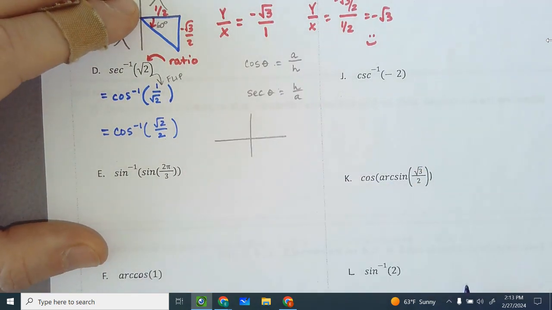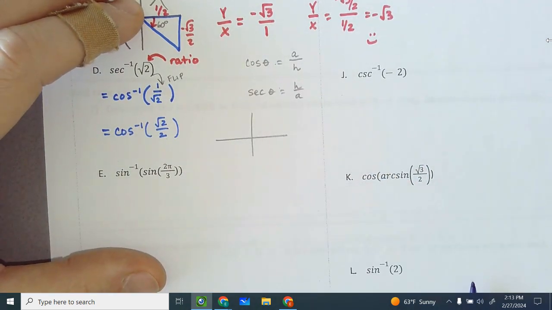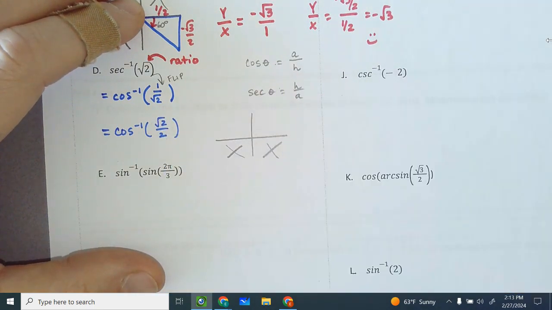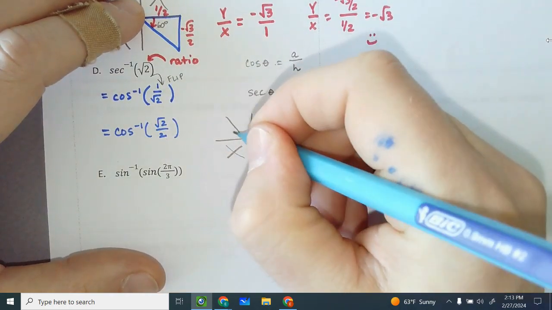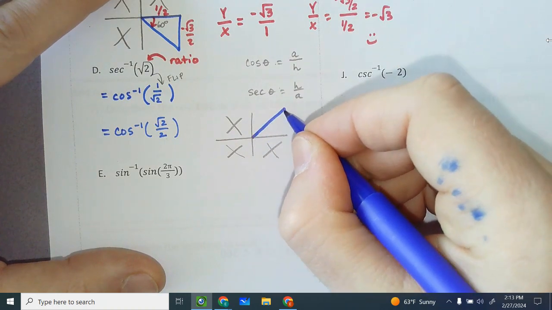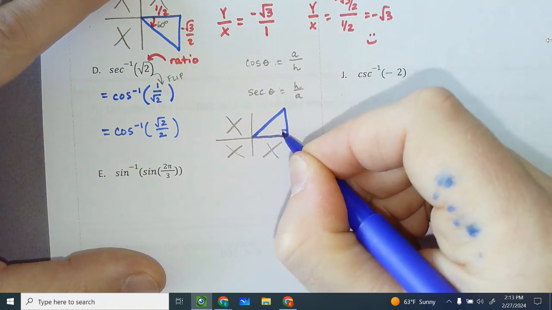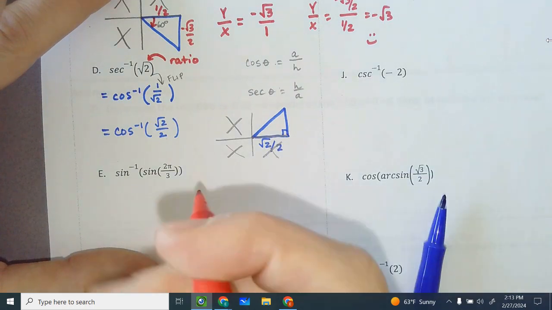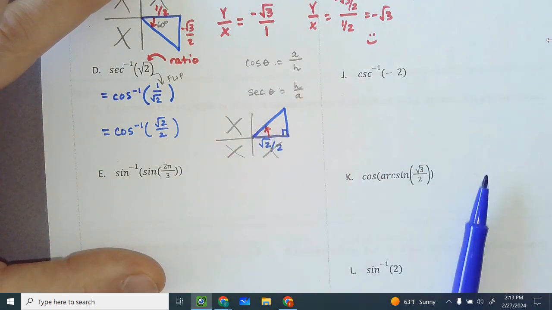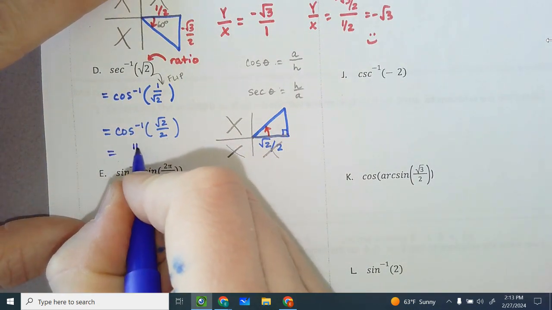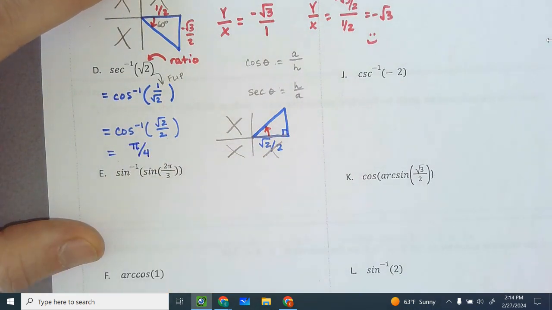At this point, you're going to make your coordinate plane. You're going to say cosine is on the top. Cosine is positive, means we're in quadrant 1. We want the x value to be roots of 2 over 2, which tells us that this is a 45-degree angle. Therefore, our answer is going to be pi over 4.